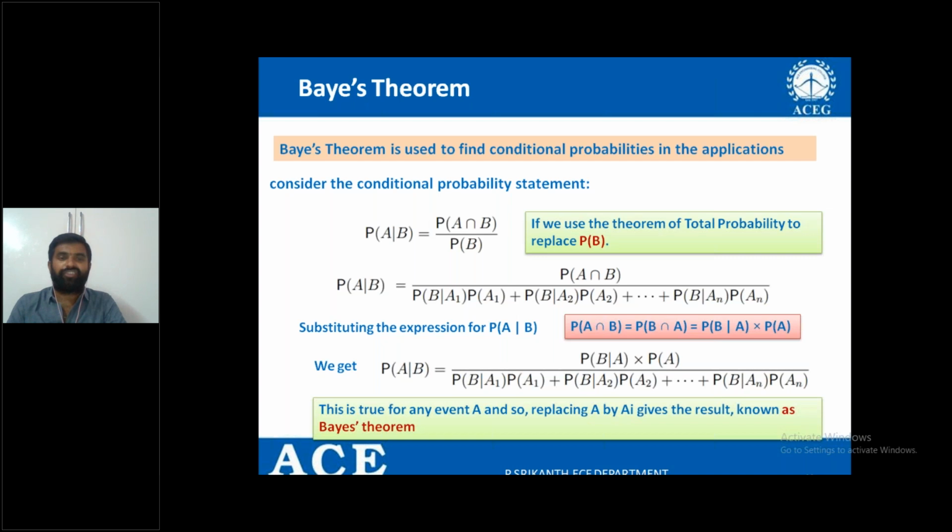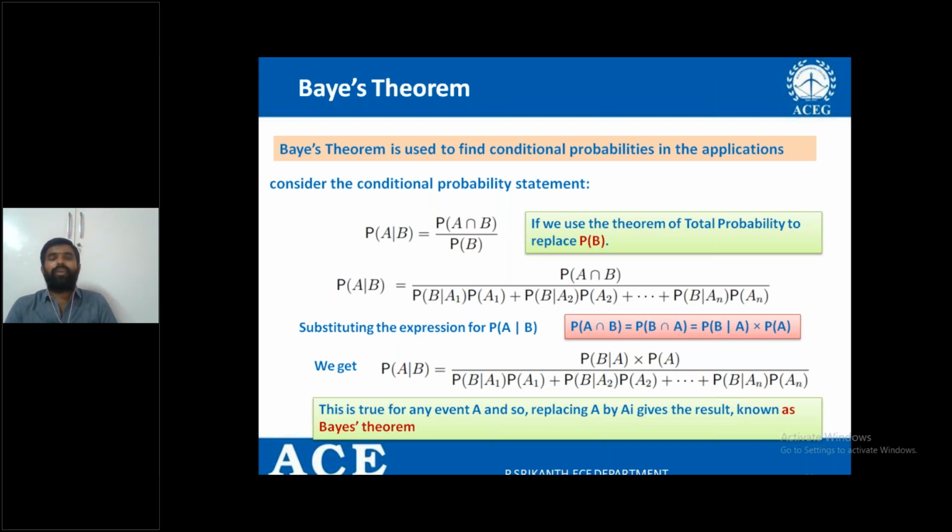So this particular relation is called Bayes theorem. This is true for any event A, and so replacing A with Ai, you can take it for multiple events. I repeat, P of A given B equals P of B given A into P of A by the total probability of P of B. If B depends on more events from A1 to An, then you can write the total probability as P of B given A1 into P of A1, up to P of B given An into P of An, right?